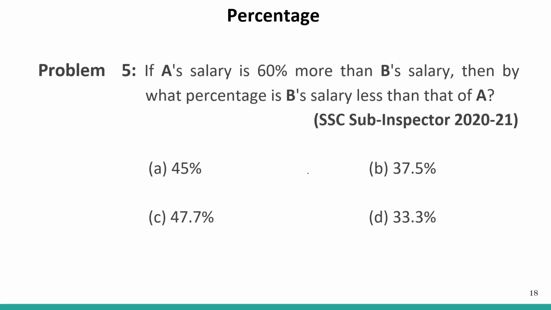So problem number 5. If A's salary is 60% more than B's salary, then by what percentage is B's salary less than A's? Okay, so let's see. Is it 45%, 37.5, 33.3% or 47.7%? Give it a try. This question has been asked in the SSC Sub Inspector 2020-21 exam. So A's salary is 60% more than B's salary, and then by what percent is B's salary less than A's?